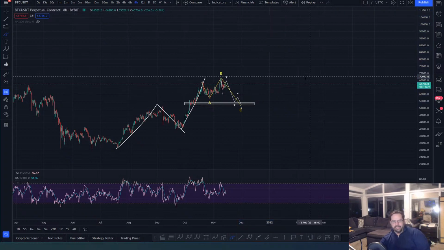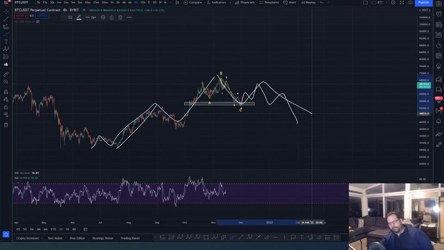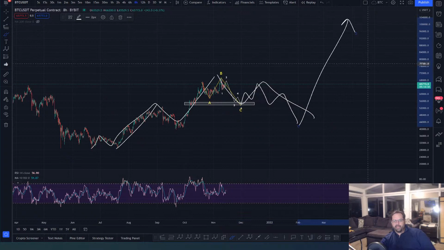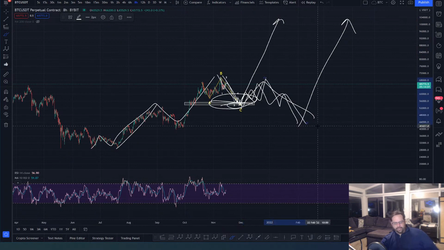Or the other idea is that this becomes a little bit more complex like this, and this becomes 1, 2, 3, 4, 5, three-wave pullback, and then we go. Okay, so this could get a little bit more complex. Either way, we should get a 5-wave move down to this region, 53K to 50K in that ballpark. Some 5-wave move, and then some kind of move off of that to the upside after that. So that's a good buy zone, whether we go up here or we come up in 3 waves and then come back down. So we'd have to wait for that.